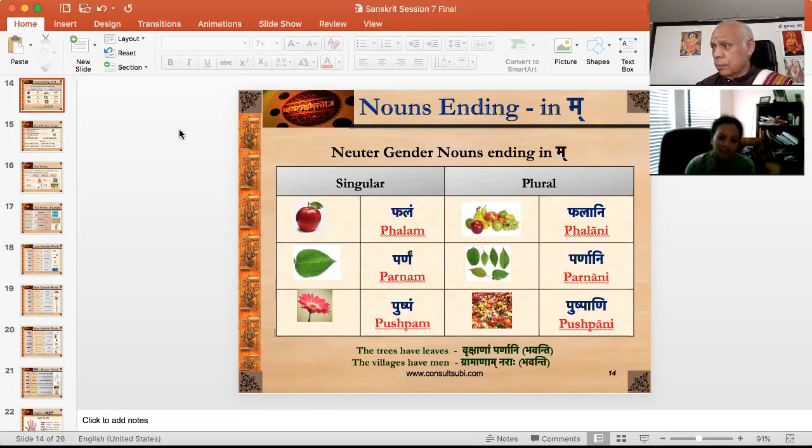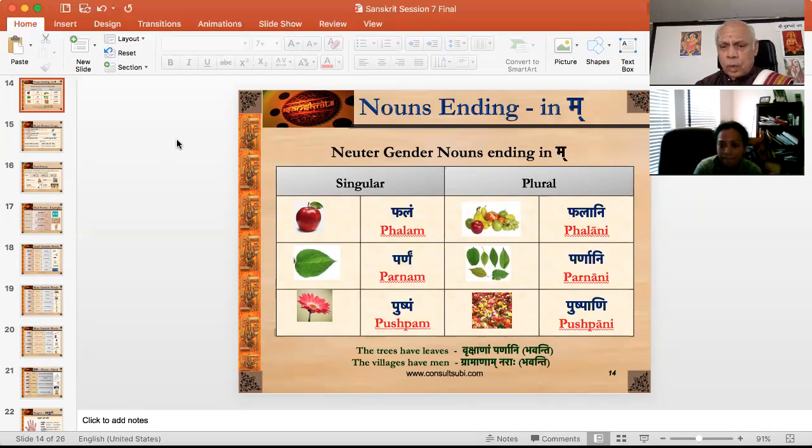Yes, Guruji. In the neuter gender nouns, I think the slide is already up. We have phalam as phalani, parnam, the plural is parnani. And for pushpam, we have pushpani. Is there a difference why we use the soft na and the hard na? For pushpam, you have na.